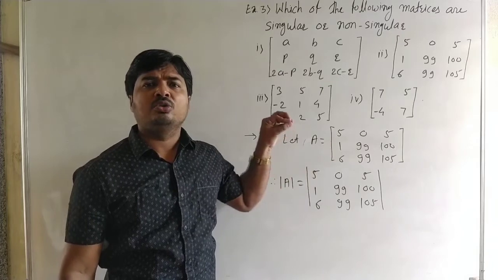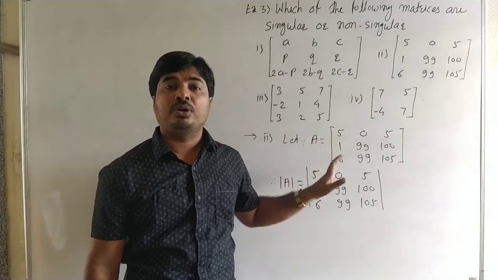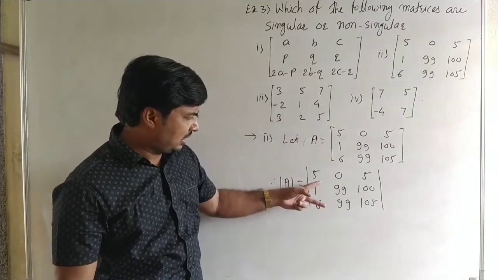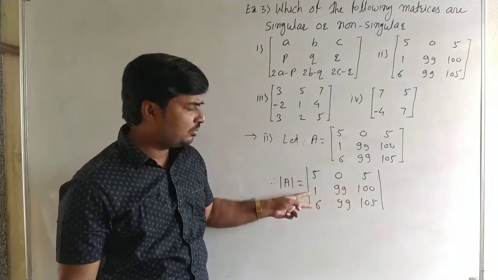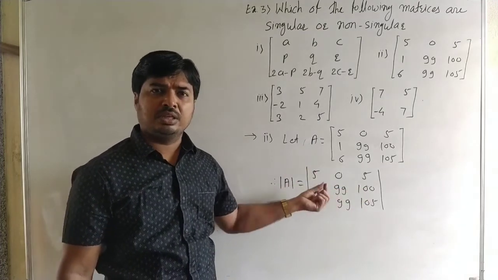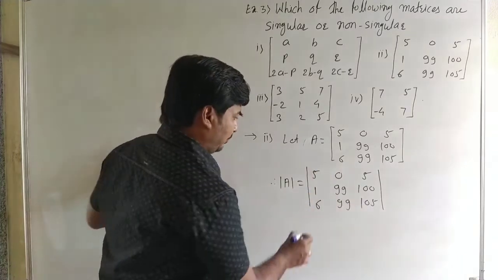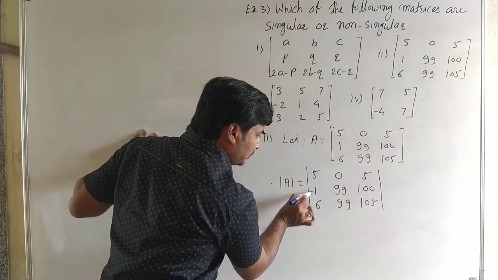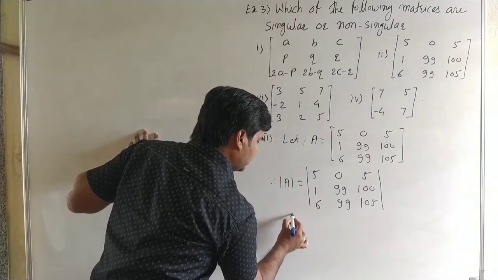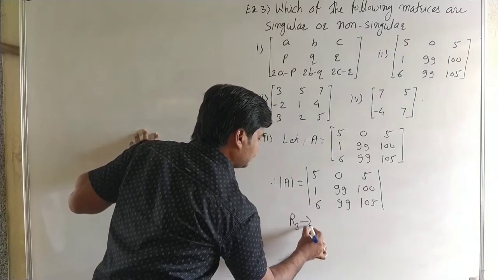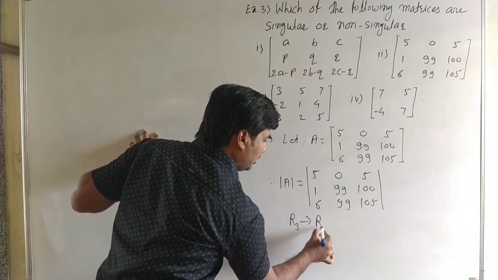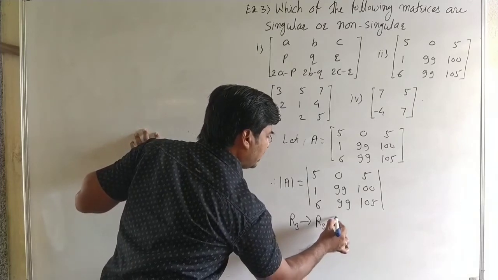But to simplify, here we use a property. These are big numbers. By addition or subtraction, we take a transformation, and it will be converted into small digits. Now here R3 and R2. We take the transformation R3, changing row 3 to row 3 minus row 2.